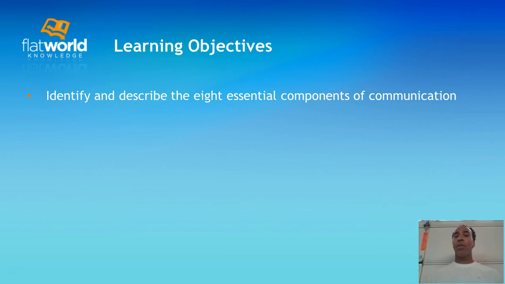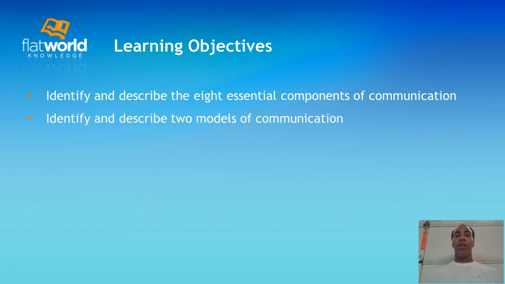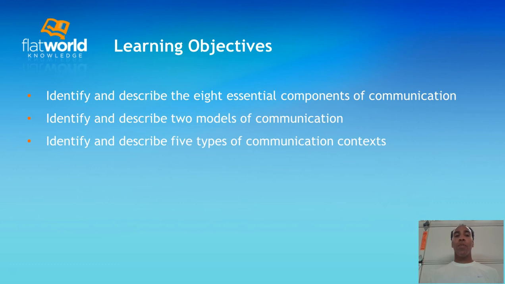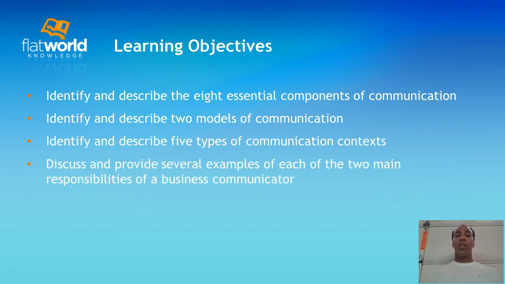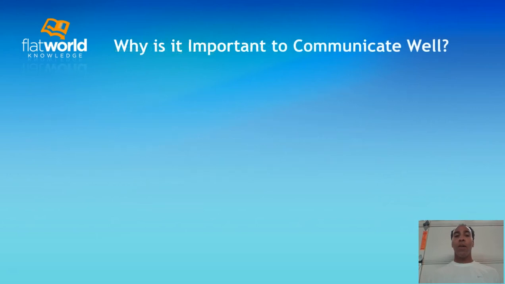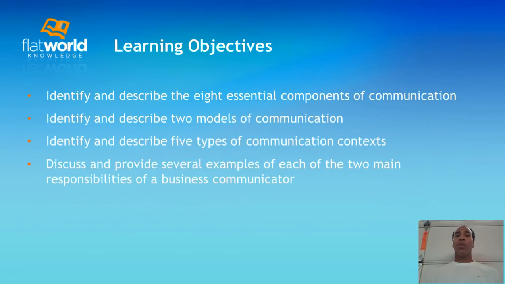If I go too fast, you can always go back and pause the video, and the lecture is also posted in the module so that you can see the actual slide. Identify and describe 2 models of communication. Identify and describe 5 types of communication contexts. Discuss and provide several examples of each of the 2 main responsibilities of a business communicator. And those are our objectives for the chapter.